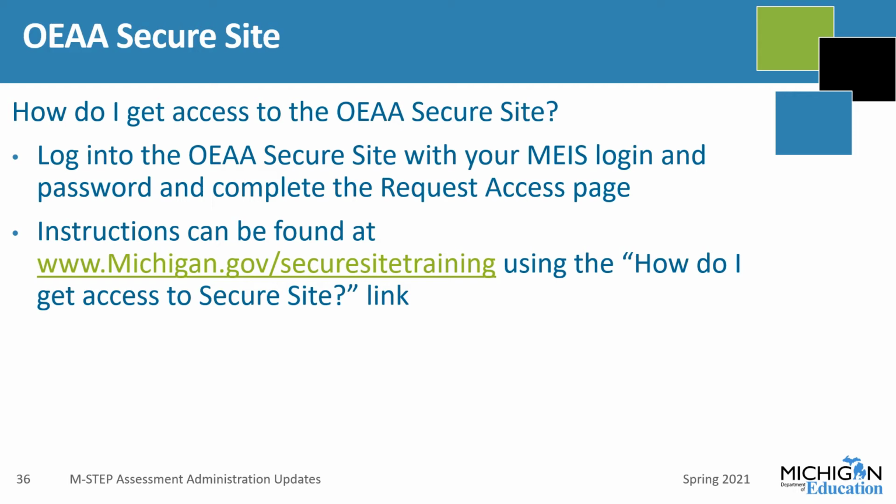If you don't already have access, this slide tells you how to fix that. You log into the OEAA Secure site using your MEIS login and password. That will bring up the Request Access page, which gives you directions for how to request access. If you need detailed instructions or additional help, then the Secure Site training page can help you. Go to www.michigan.gov/securesitetraining and click right at the top the link, How do I get access to the Secure Site?